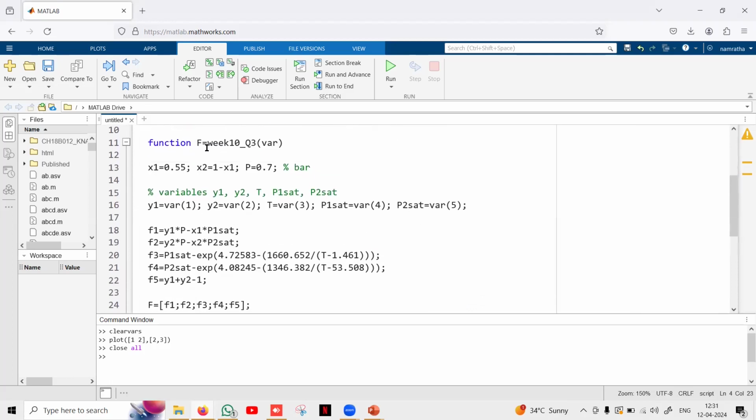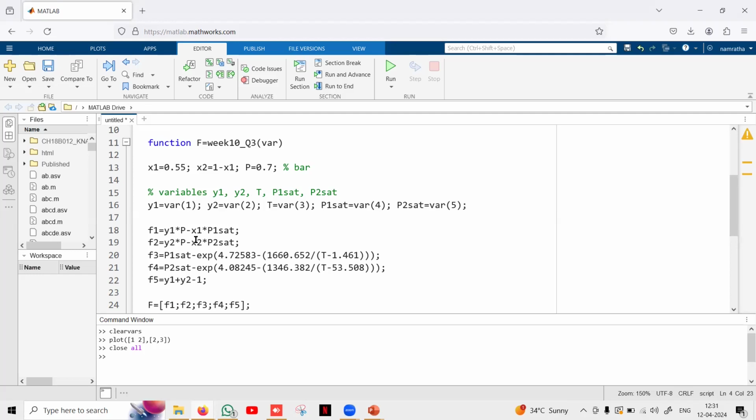This is function f is equal to some function name of variable. So x1 is equal to 0.55, it's already given. x2 is 1 minus x1. P is equal to 0.7 bar. And y1, y2 are variables, first one, second one, third one, like I'm allotting like that. Okay, there are 5 variables, right? And these are 5 equations which are made to 0. So we are solving for them to become 0.